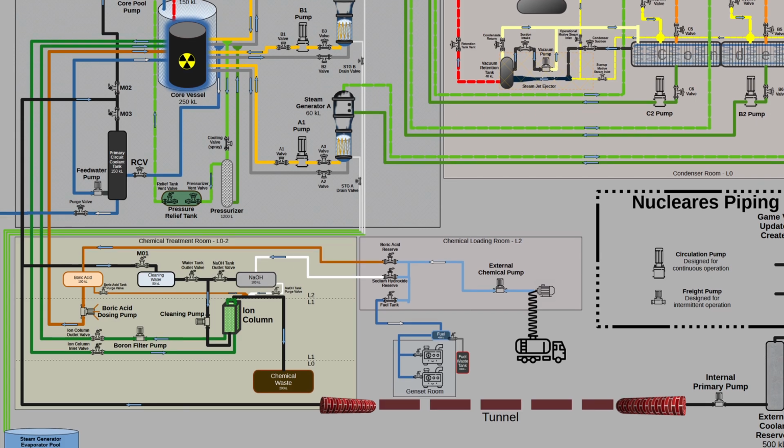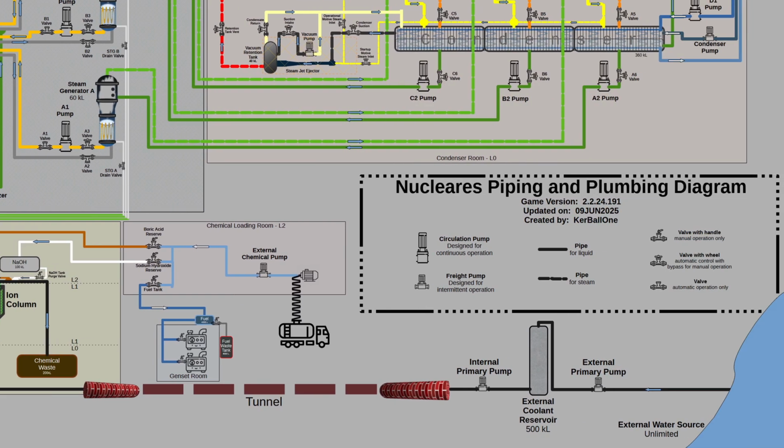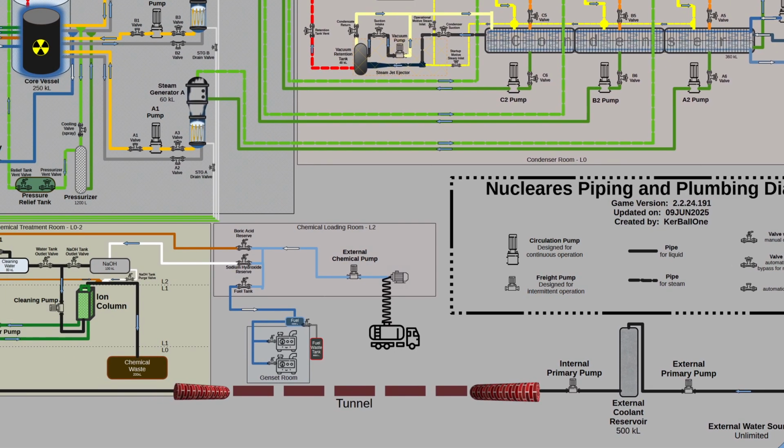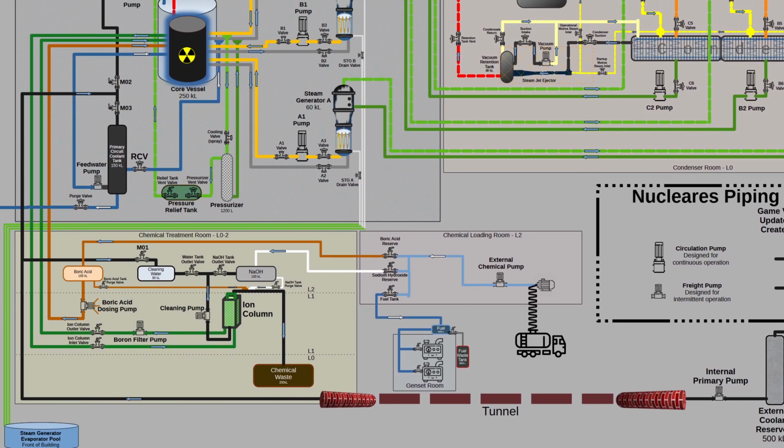Then we've got black piping. Obviously it's solid, so it's liquid. So the black piping would come from the external water source into the external primary pump, into the external coolant reservoir, and then from the reservoir into the internal primary pump, through the tunnel, into the chemical treatment room, all the way up, and it would split off.